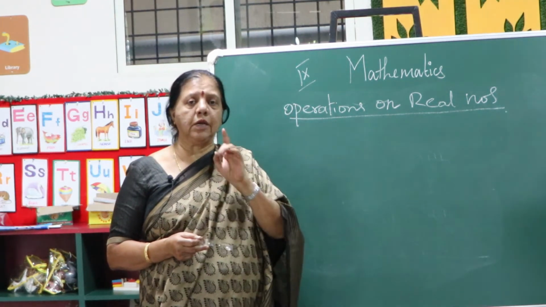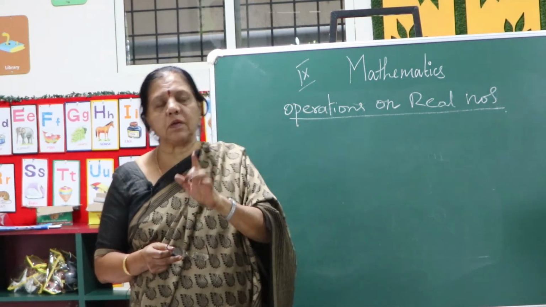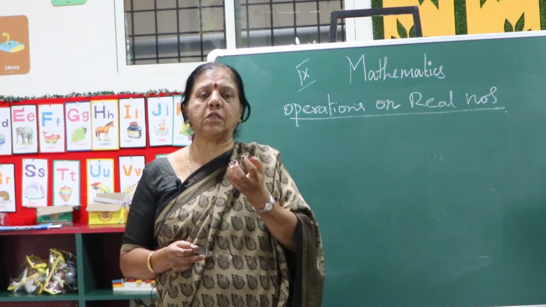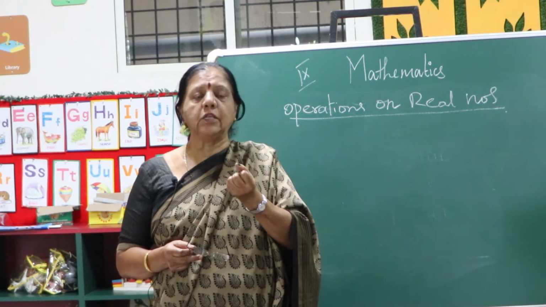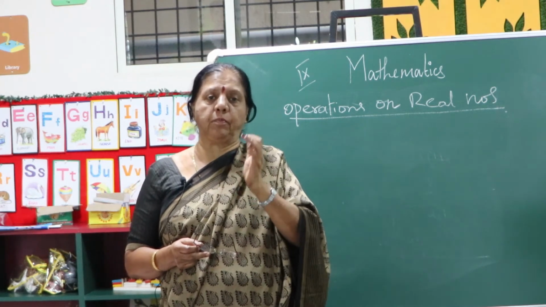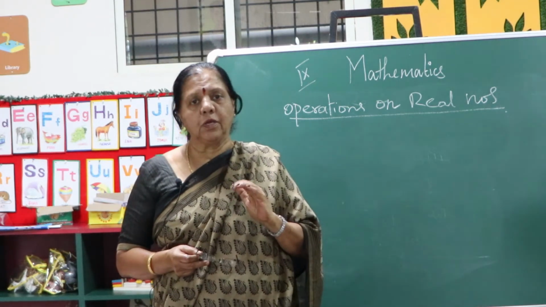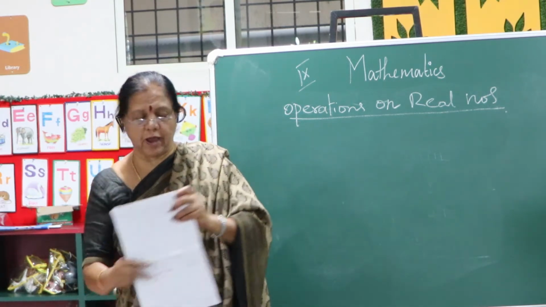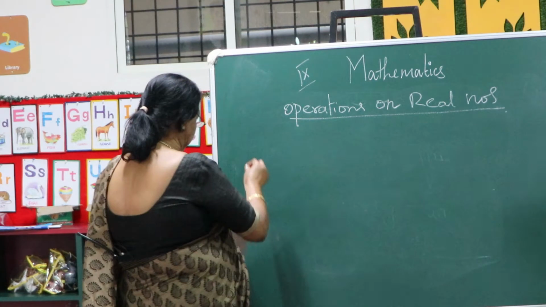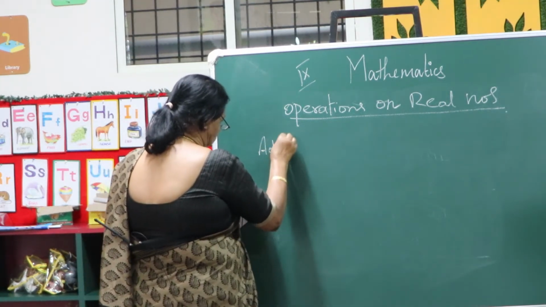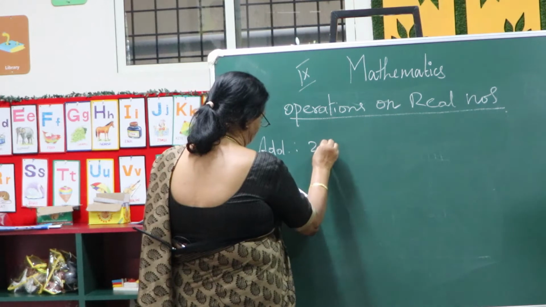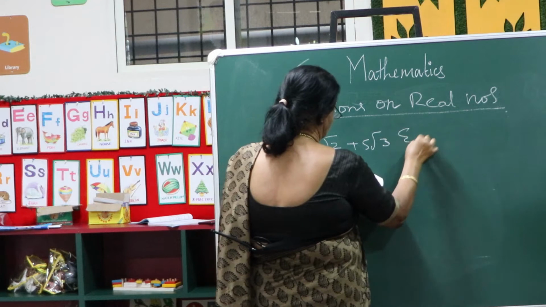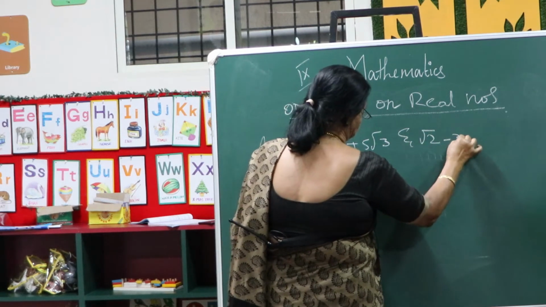You already know real numbers come in between rational numbers and irrational numbers. Now you know irrational numbers are in the form of root form. Rational numbers are in the fraction form, p by q, q not equal to 0. Like that, example 13 is given in your textbook. If you have a textbook, it is well and good. Add: 2 root 2 plus 5 root 3 and 2 root 2 minus 3 root 3.